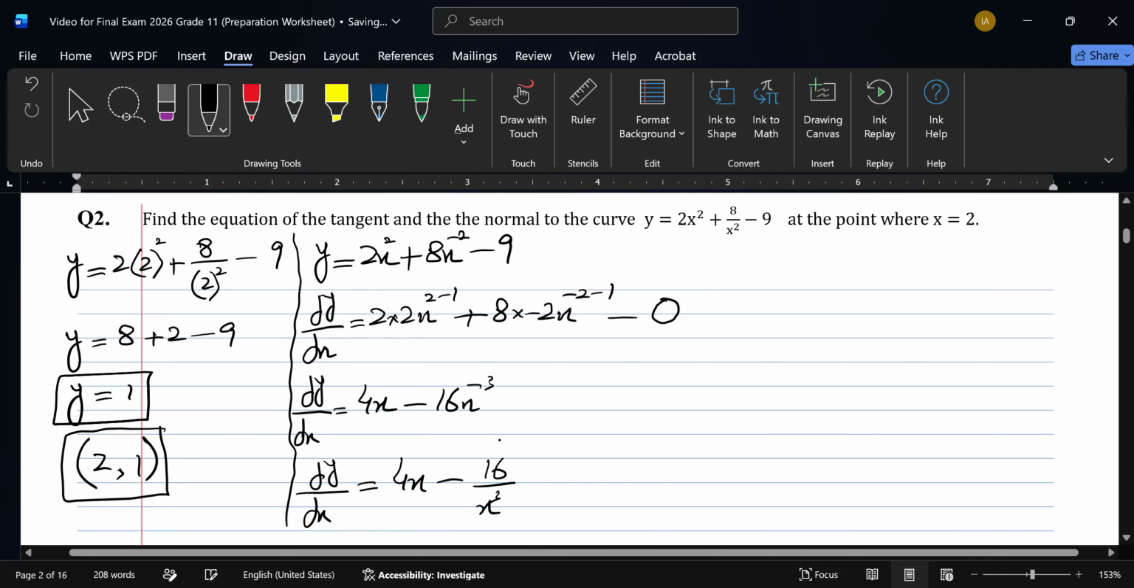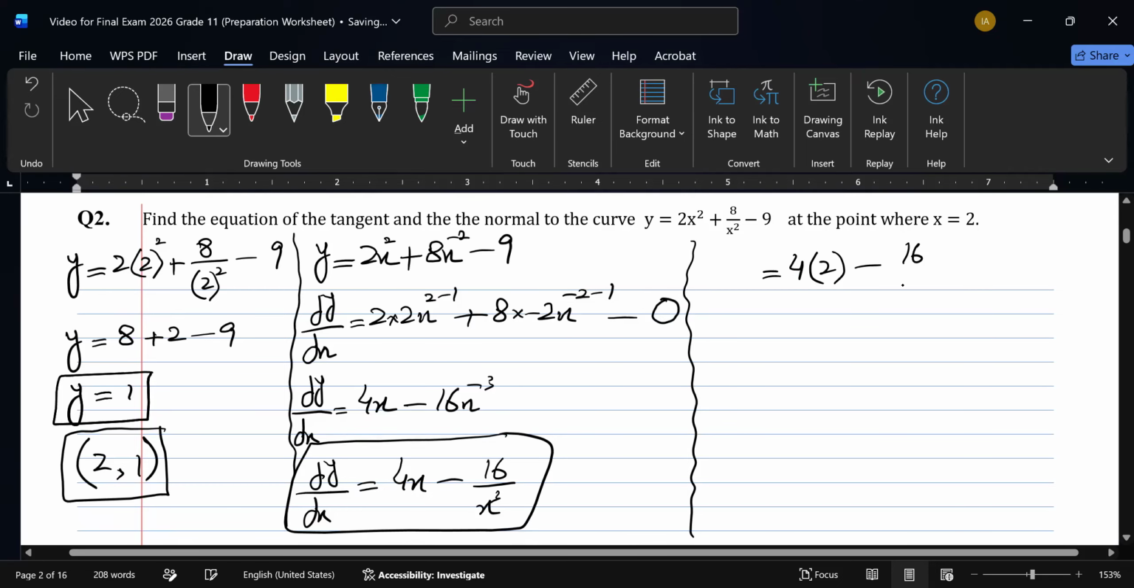Now, if I substitute the value of x in this dy upon dx, what will we have? The gradient of the tangent. So we substitute the value of x, which is 2, in this equation, and we will get the gradient of the tangent. It's going to be 8, 16 divided by 8 is 2, so 8 minus 2. The gradient of the tangent will be 6. That's the gradient of the tangent.